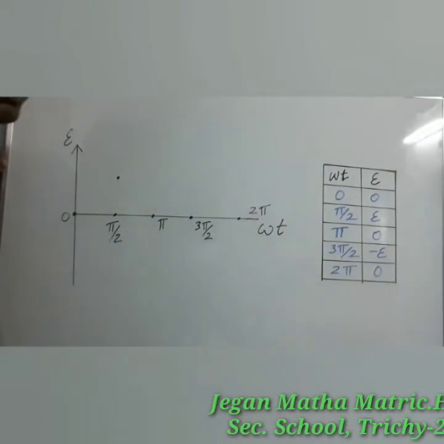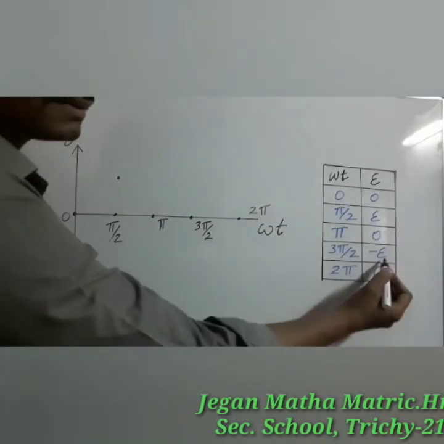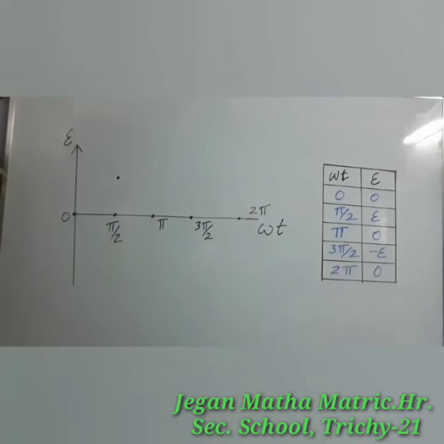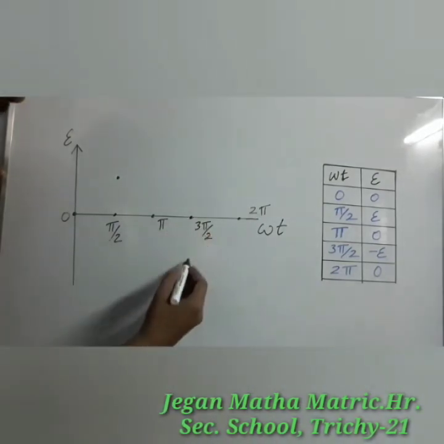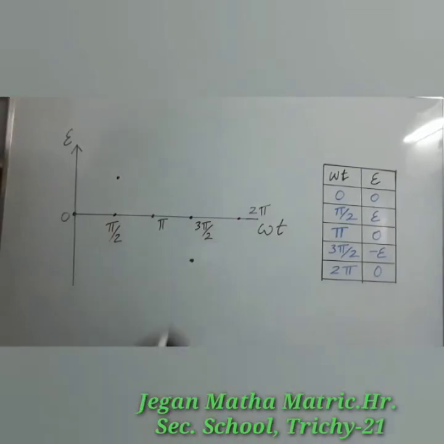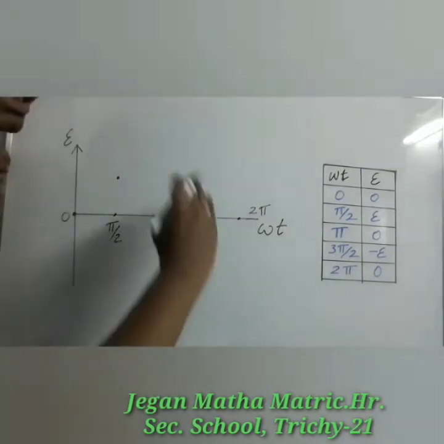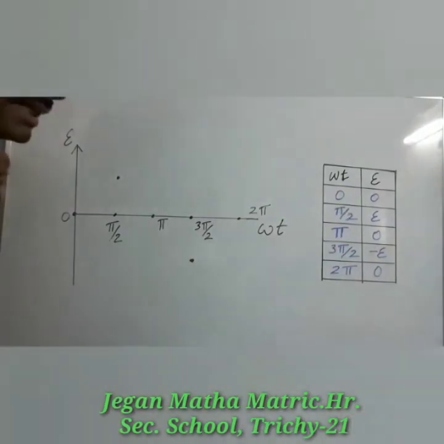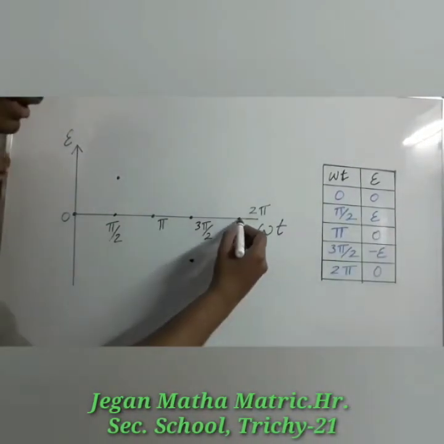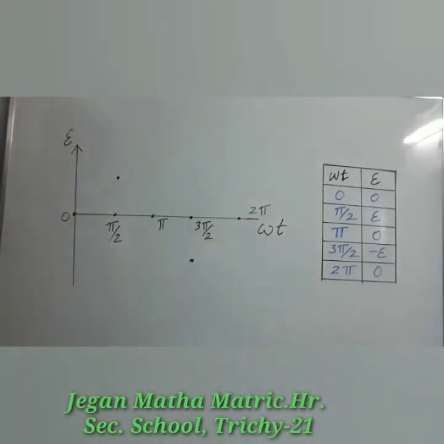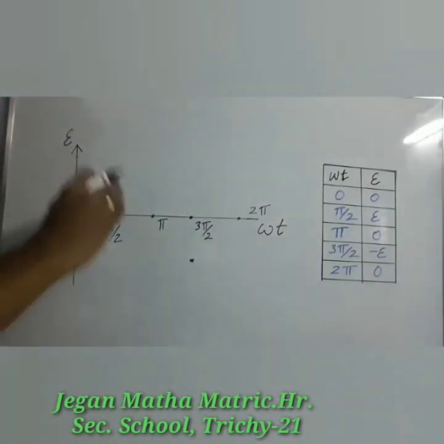Fourth angle is 3 pi by 2, 270. For 270, what is the value? Minus epsilon m. That has the maximum value in the reverse direction. So it will be here, on the negative side of the y-axis. One rotation is over, that is 2 pi, 360. For 360, what is the induced EMF? This is equal to 0. So once again, you can plot the point here itself. Now we have 5 points, and we can join the points.